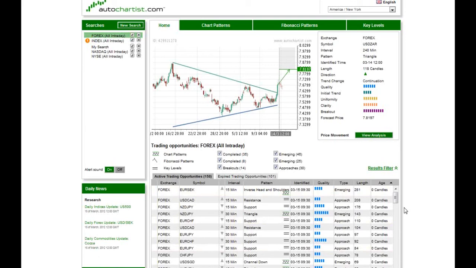So you should look at each opportunity critically, of course, and add your own indicators to it and decide how you want to trade it. But according to Autochartist, these are all opportunities that are currently available to you in the market. I hope I've explained the age column.